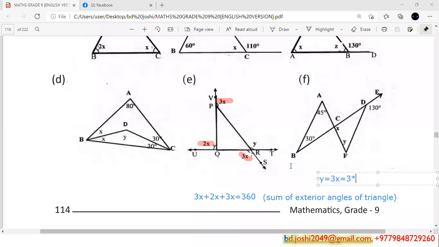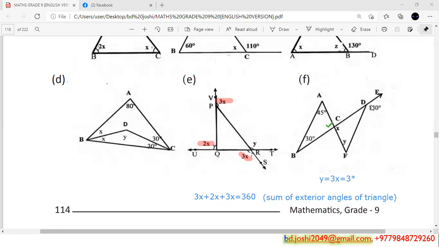What is the value of angle ACB? The sum is 180 degrees. x plus 30 plus x plus 45 plus 45 is equal to 180. And after getting the value of x, x plus y is equal to the vertically opposite angle, 130. So y is equal to 130.